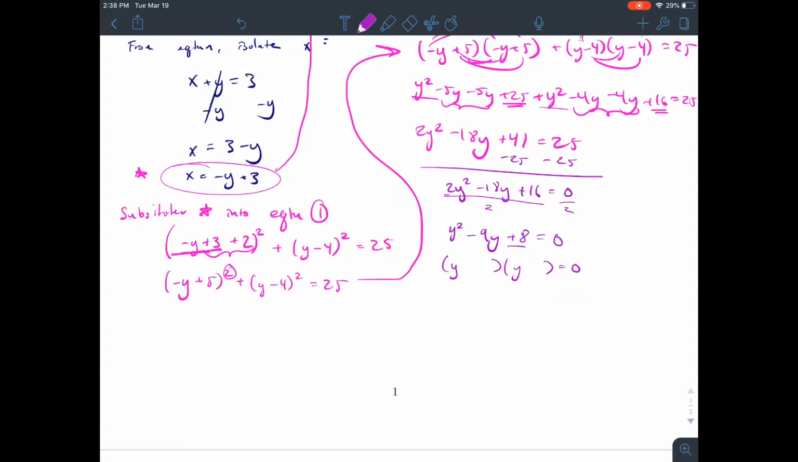So two things that multiply to 8. Well, usually you'd think 4 and 2, but those don't work with negative 9. What does work with 8, though, is negative 8 and negative 1. So now, when we solve for y, we get two solutions, y equals 8 and y equals 1.